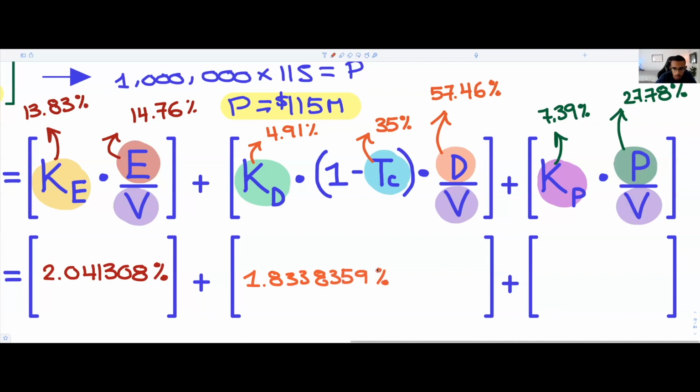3.59%. And now finally, last but not least, or low-key kind of least, we're going to do the same thing for our preferred shares. So we're going to have 7.39% times 27.78%. Okay? And what are we going to get? We're going to get 2.0529 or 4.2%.